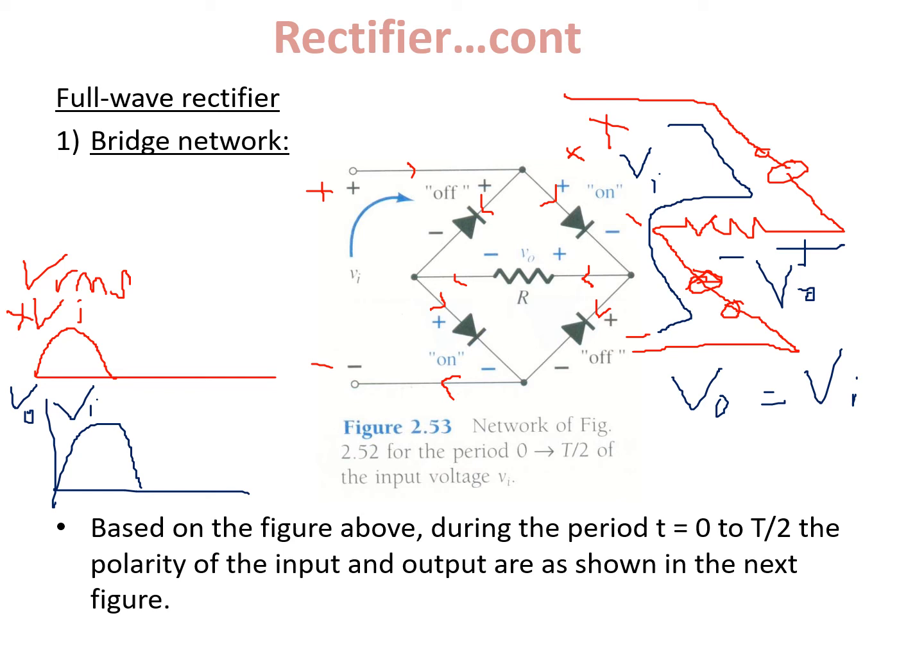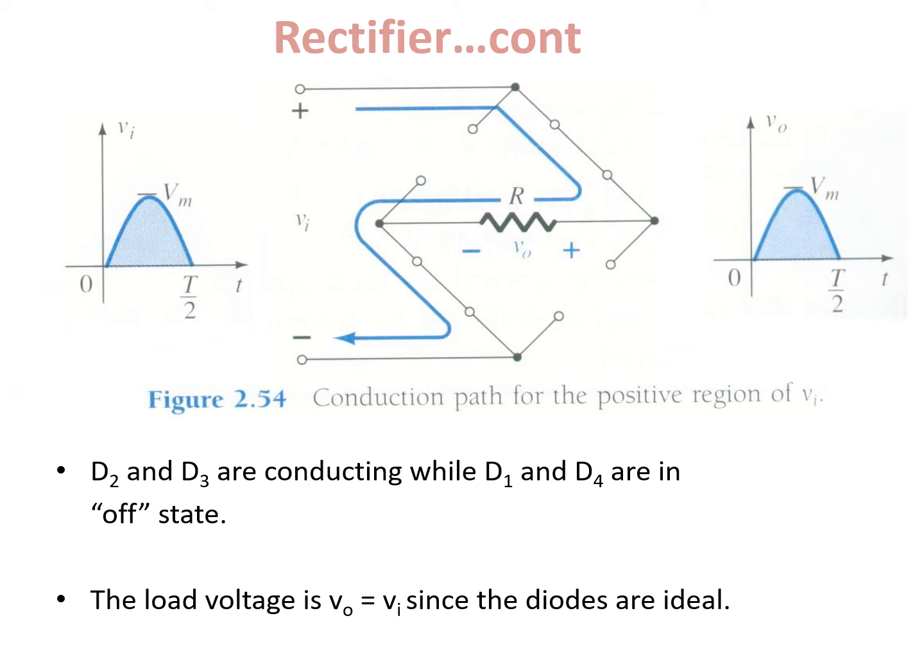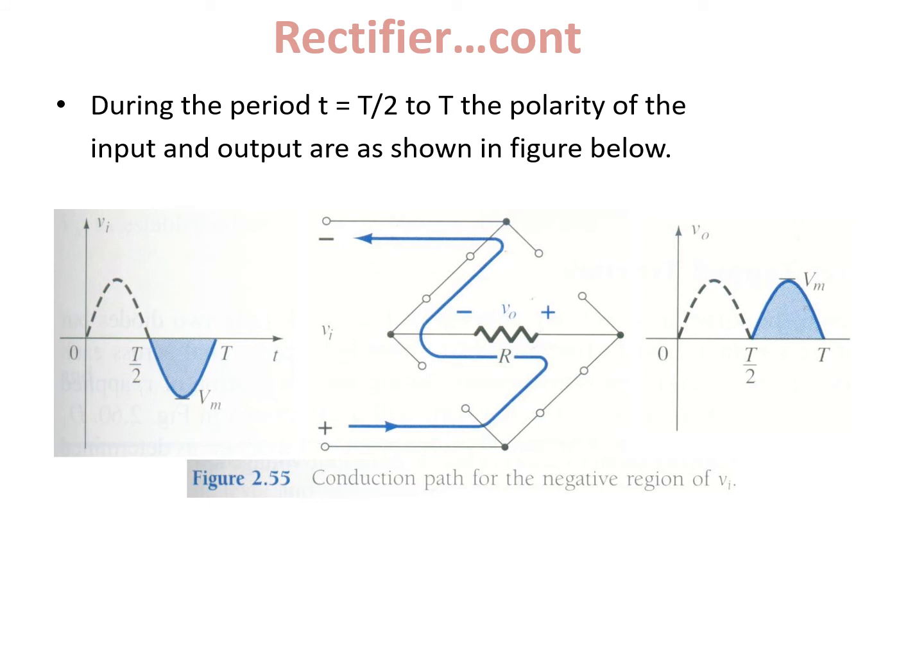That is the positive cycle. I call this the positive cycle. For the negative cycle, we have the second half cycle here. So this is minus VI. Now only the diode with reverse polarity will operate. So this one becomes minus, this one becomes positive. The current will flow from positive to negative, and you will get V naught also equal to VI positive. That's why you get positive for the half cycle also.